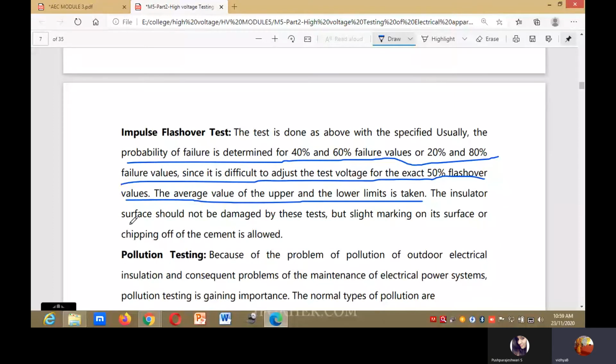The insulator surface should not be damaged by this test, but slight marking on its surface or chipping off of the cement is allowed. Okay, they are saying that by doing this type of test, we should not damage the surface of the insulator. Only slight marking on its surface or chipping off of the cement is allowed.